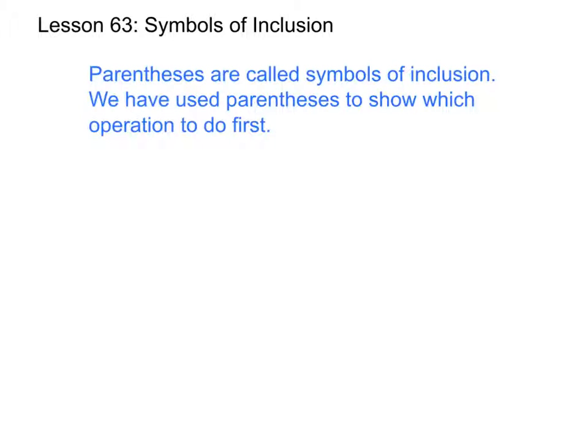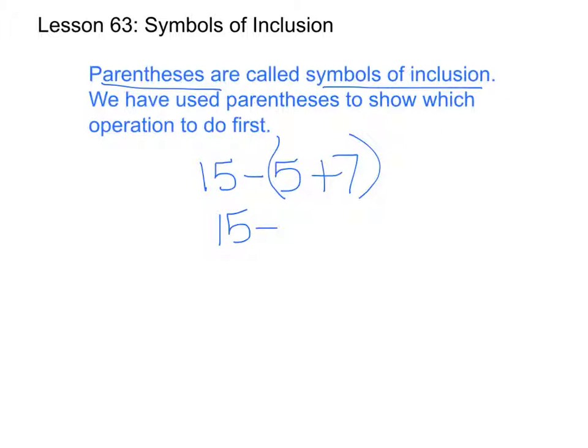Lesson 63 is on symbols of inclusion. Parentheses are called symbols of inclusion. We have used parentheses to show which operation to do first. For example, if I have 15 minus the quantity 5 plus 7, with 5 and 7 in parentheses, what we do first is add 5 and 7. So then we have 15 minus 12. Then 15 minus 12 ends up being 3.